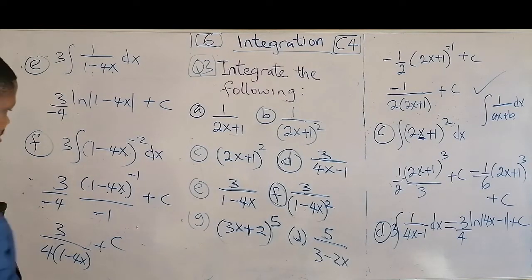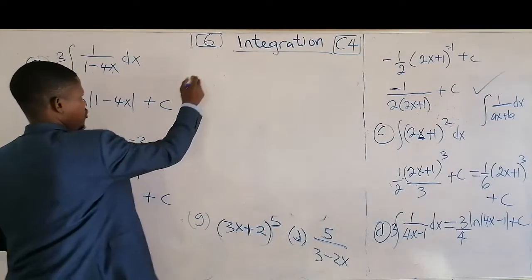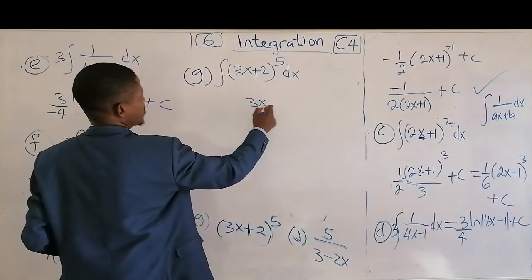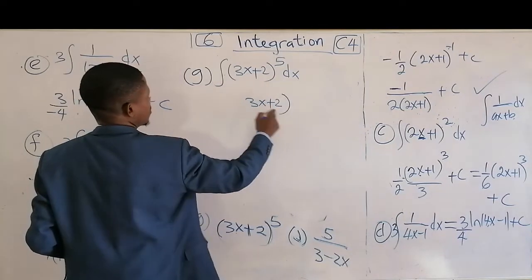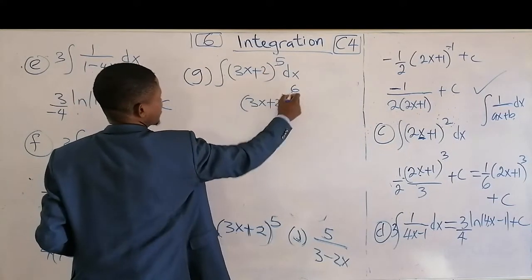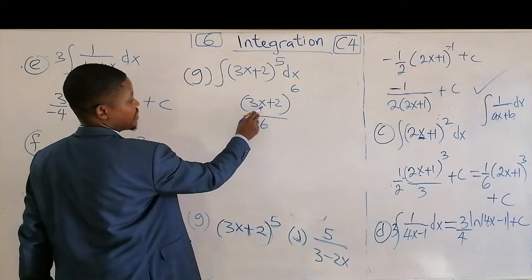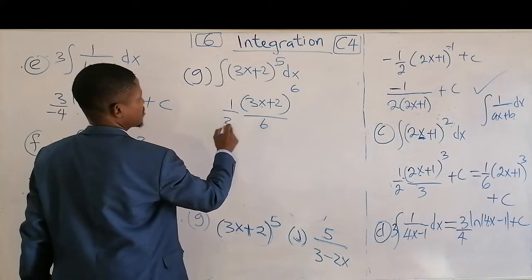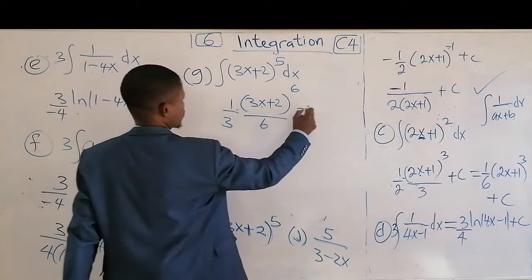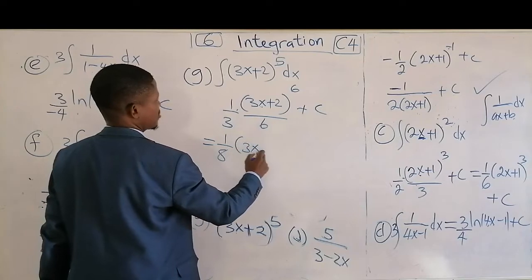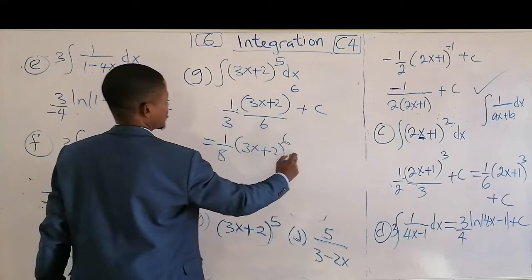We go to this one here. So for the g, this is very simple. This will be 3x plus 2, and then 5 plus 1, that's 6, over 6. Then you check the function. Any attachment to the function? Yes. You divide by that attachment. Then plus c. And then you have 1 over 18, 3x plus 2 to the power 6.